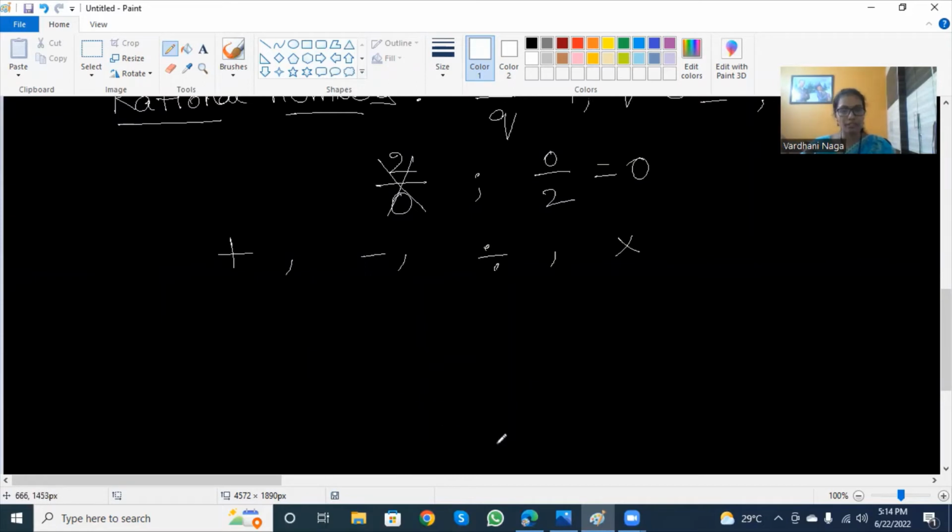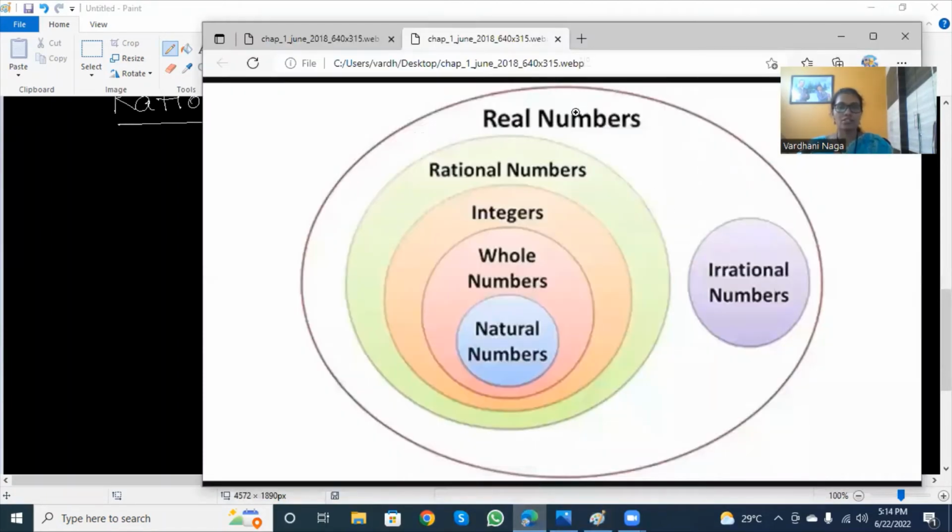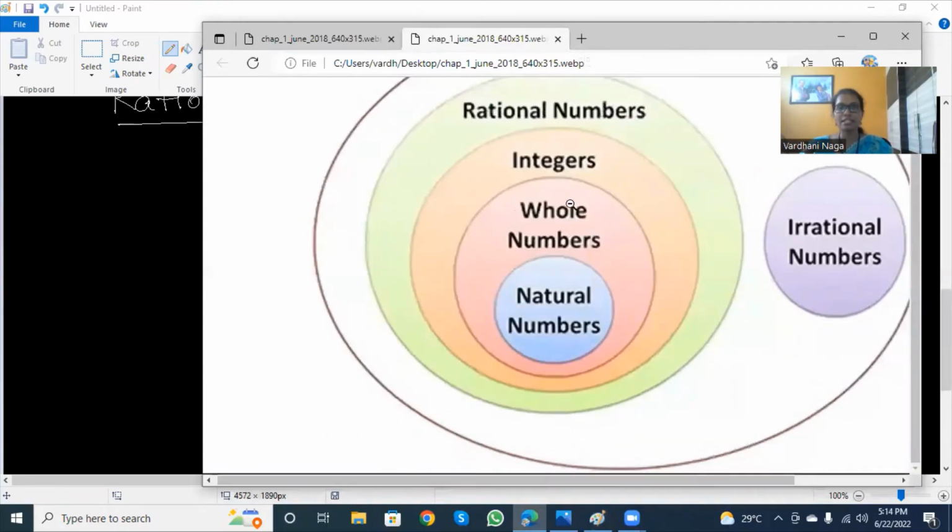Now, let me show the real numbers. Let me come to the main point, real numbers. So this is the real numbers diagram. In this, whatever we have discussed, those names are seen, right? Natural numbers, whole numbers, integers, rational numbers. All natural numbers belong to the whole numbers family. All whole numbers belong to the integers family. All integers are part of the rational numbers.